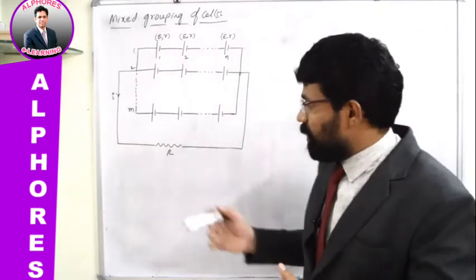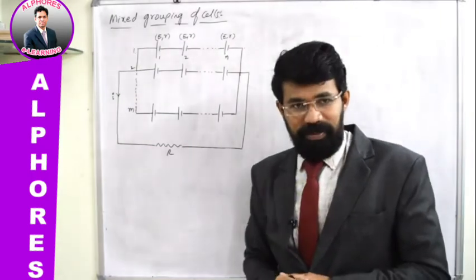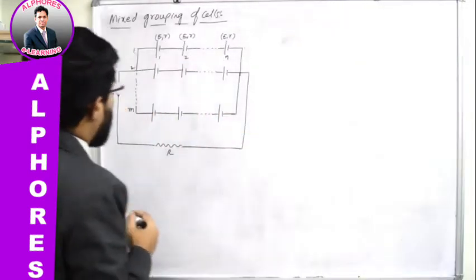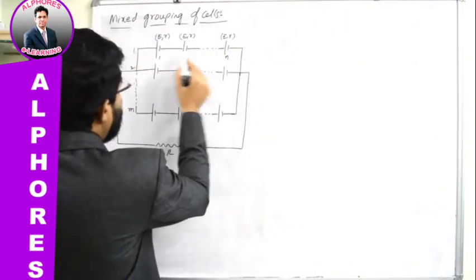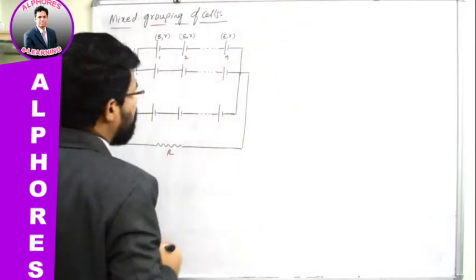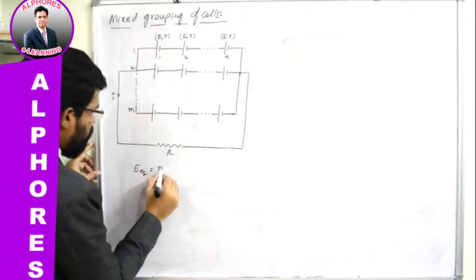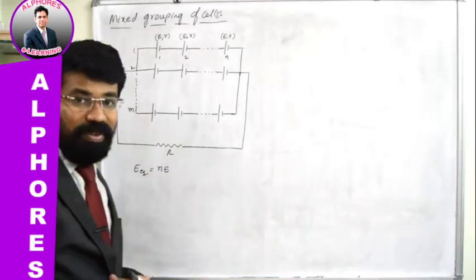Okay. So let us try to handle the situation when an external resistor is connected and current in the entire circuit is equal to I. Now here, what is the EMF of this series branch? E plus E plus E plus and so on. How many times E is there? N times. So E equivalent is equal to NE.